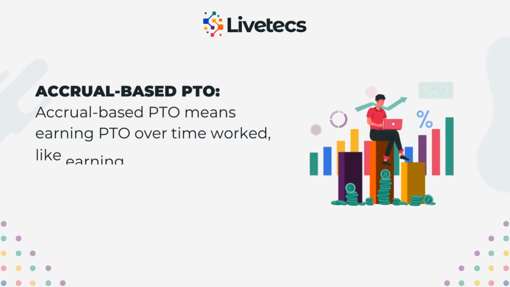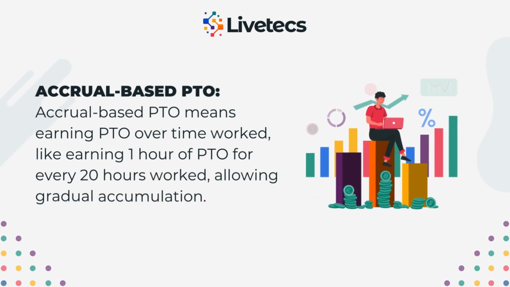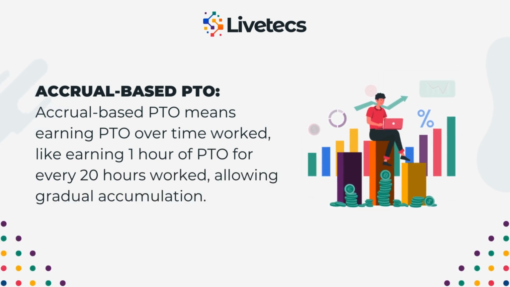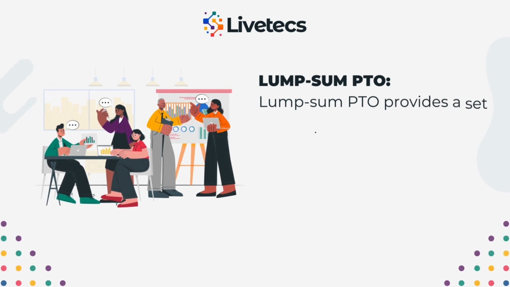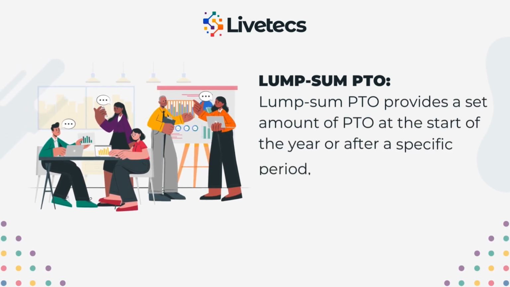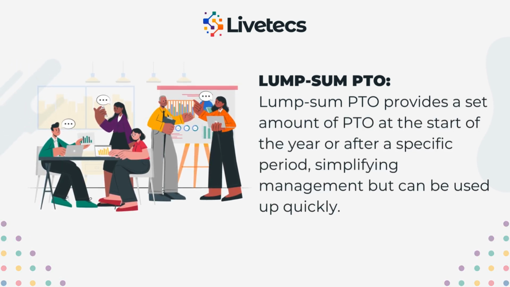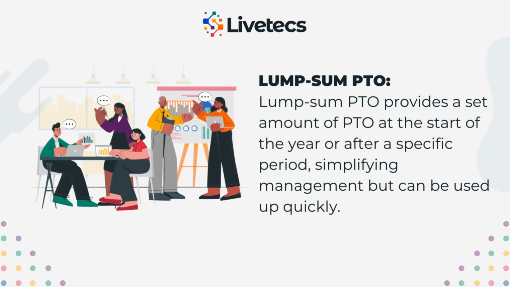Accrual-based PTO. Accrual-based PTO means earning PTO over time worked, like earning 1 hour of PTO for every 20 hours worked, allowing gradual accumulation. Lump sum PTO. Lump sum PTO provides a set amount of PTO at the start of the year or after a specific period, simplifying management but can be used up quickly.